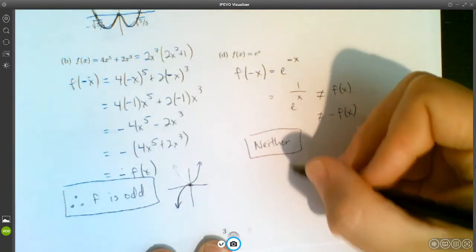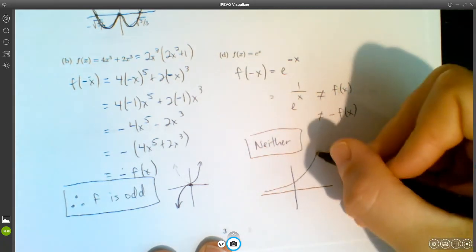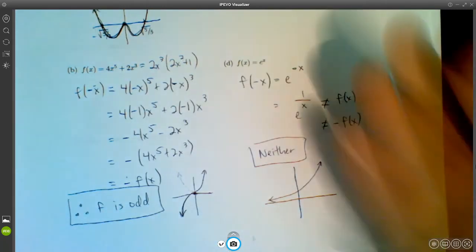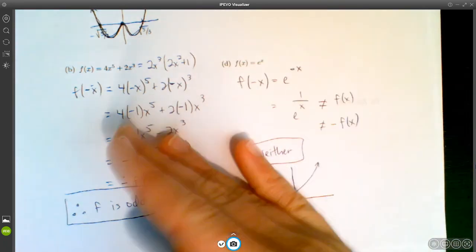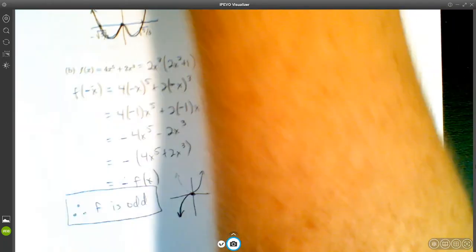We can graph e to the x. We know that e to the x looks something like this, right? So yeah, it's not symmetric across the y-axis, and it's not symmetric across the origin. If I fold and then fold, the pieces don't match, right? So this is neither.